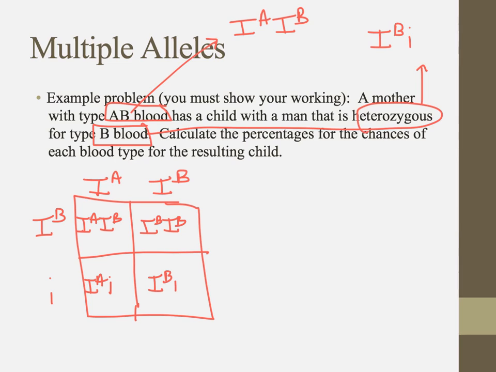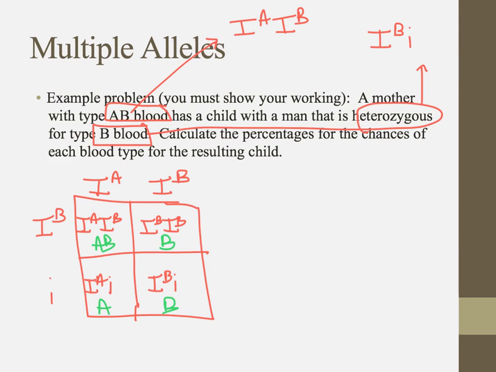All right. And when we do that, we can then go back and figure out the genotypes. So these are the genotypes, and I can figure out the phenotypes. This person is going to have type AB blood. This person is going to have type B blood. So is this person, even though they're heterozygous. And this person is going to have type A blood.